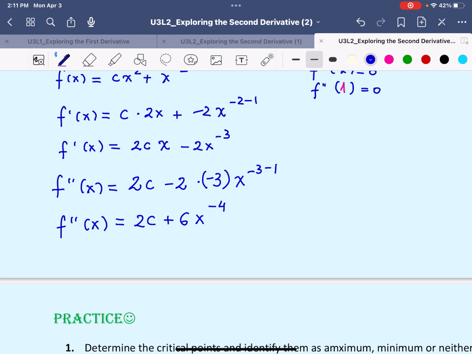Now we are told that the second derivative will be equal to 0 at x equals 1. So in other words, f double prime at 1, which is practically equal to 2c plus 6. So remember that wherever we see x now, we're replacing it by number 1, which means this x in here will be replaced by number 1 as well, to the power of negative 4. We'll have a value of 0.